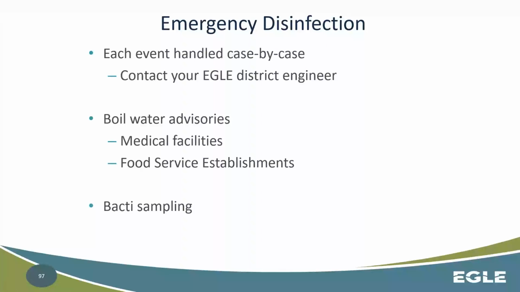If you start having bacteriological issues or whatever, you should absolutely be contacting Eagle immediately. There is a requirement that you need to contact your district engineer, as well as making sure that if you're going into a boil water advisory, you're hitting some of the larger aspects there. Whether it's a medical facility or food establishment, probably contact your local health department to help you out with that as well. They can get you a list pretty quick of those potentially high risk locations. And then obviously you're going to be going through bacteriological sampling.